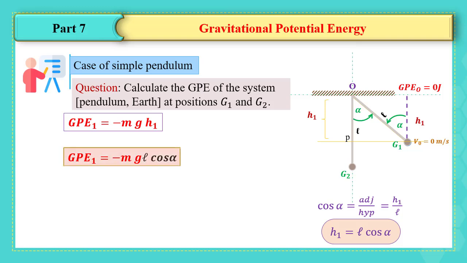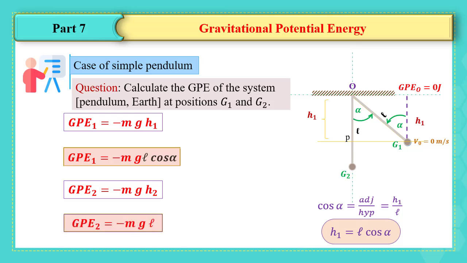What about GPE at 2? Will it vary? Yes, it is negative mgh2, where h2 is the height of G2, and thus it is minus mgL. If you want my advice, it would be better when you practice solving it by yourself.